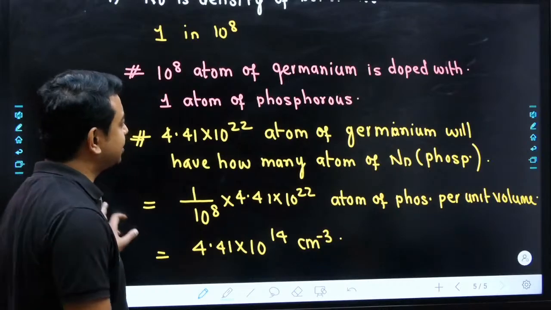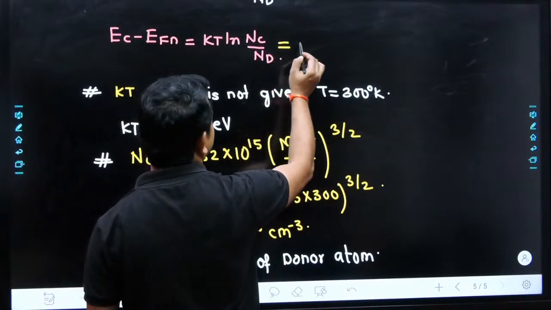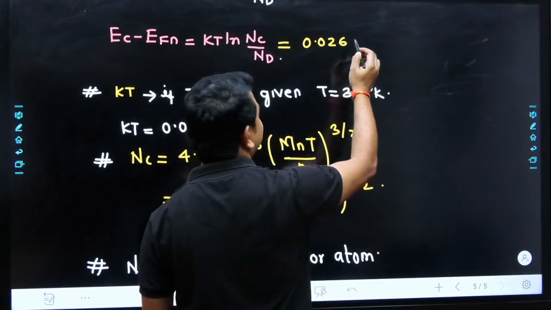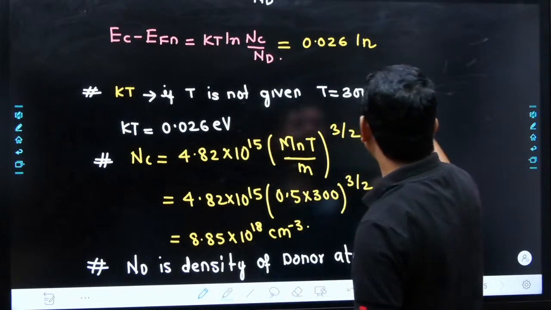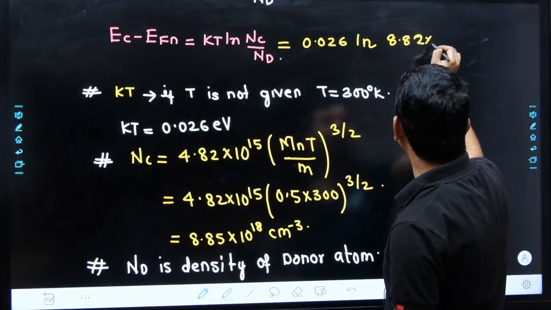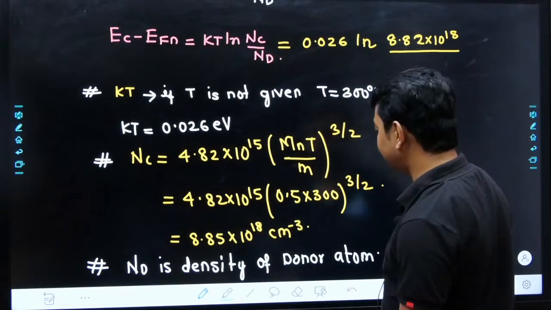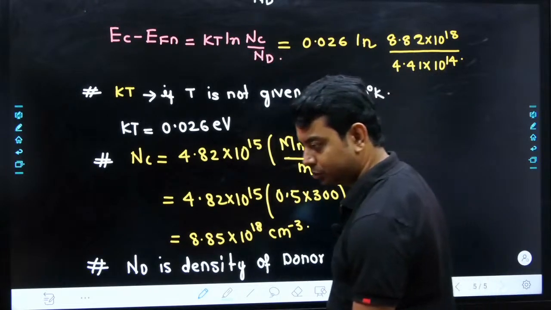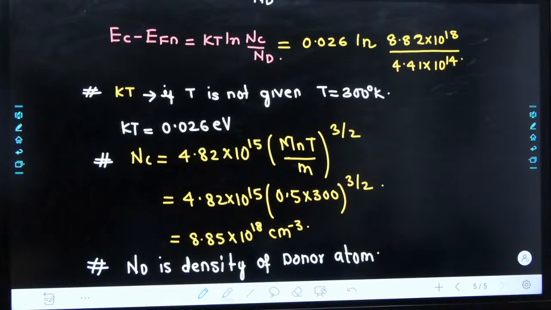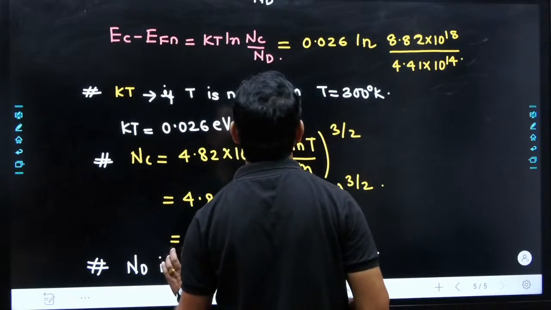Yes, Nikhil Chaturvedi, well answered. And now we have each and every value of this particular equation. Here we can write the final equation: 0.026 electron volt, or 26 milli electron volt, and then ln. What will be the value of NC? NC is equal to 8.82 into 10 to the power of 18, and divided by 4.41 into 10 to the power of 14. We wrote each and every value that we found, and the value is 0.257 electron volt. So EC minus EFN is equal to 0.257.